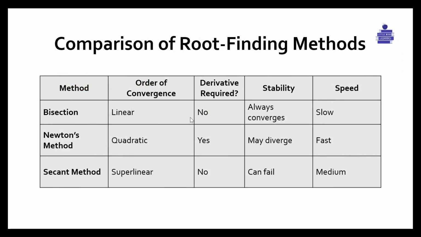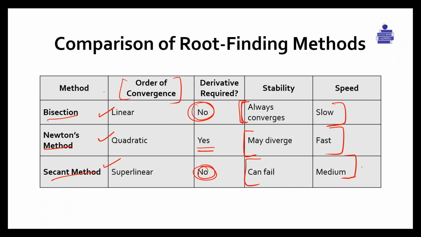Moving on to a quick comparison of the root finding methods: bisection, Newton's method, and secant method. The order of convergence in each of them is linear, quadratic, and superlinear. No derivative is required in bisection and secant; only Newton's method requires a derivative. As for stability, the bisection method will always converge, but it is slow. Newton's method may diverge, but it is fast, and the secant method can fail, but it has medium speed.